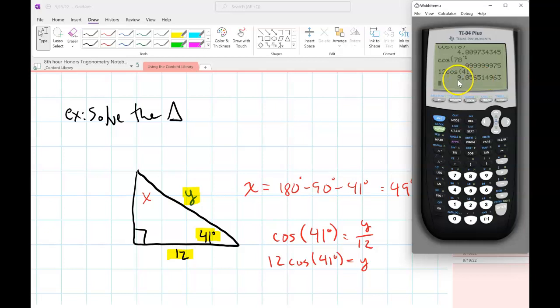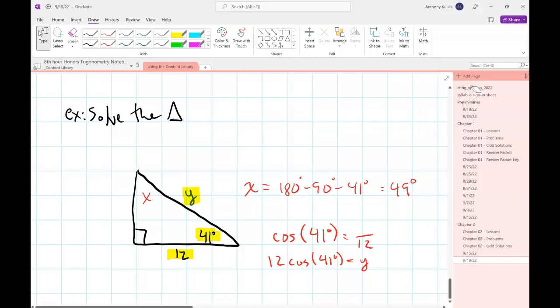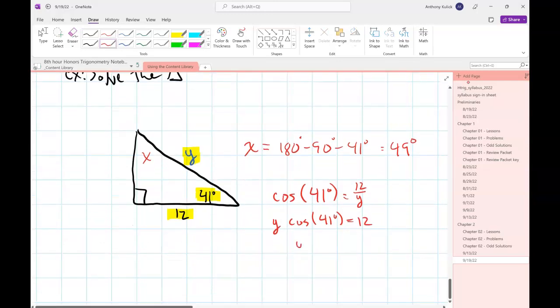So, oh my goodness, Mr. Kulik, what did you do? It's adjacent over hypotenuse, dummy. Well, you don't have to be mean about it, but yeah, that's a pretty dumb mistake, Mr. Kulik.